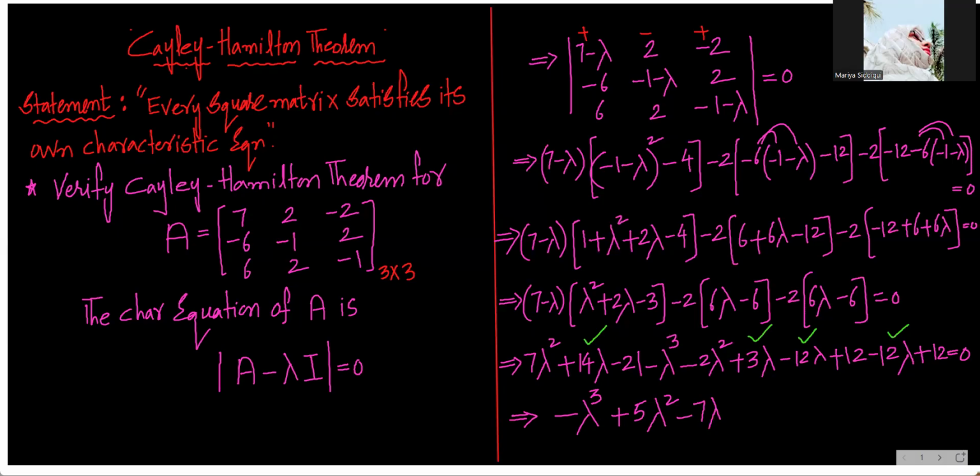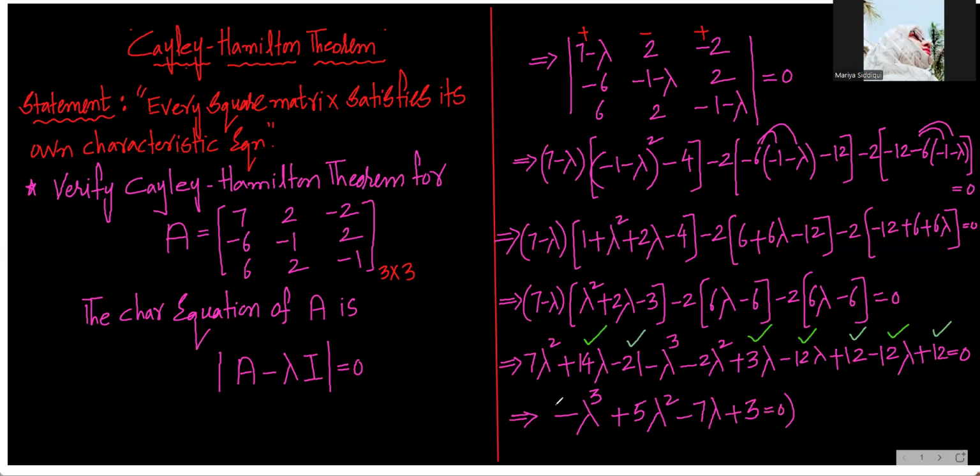Notice the constant terms. Here you see, that's a minus 21. It's a minus 12. 12, 12, 12, 24. 24 minus 21 will give you plus 3. Correct? It is given to you plus 3. It is equal to 0.